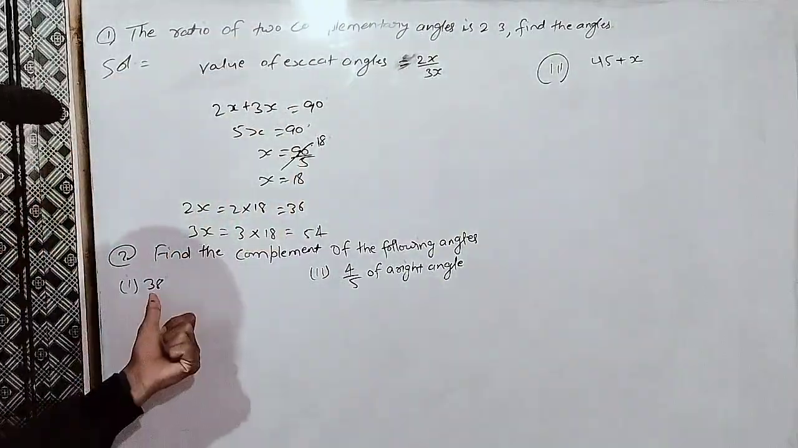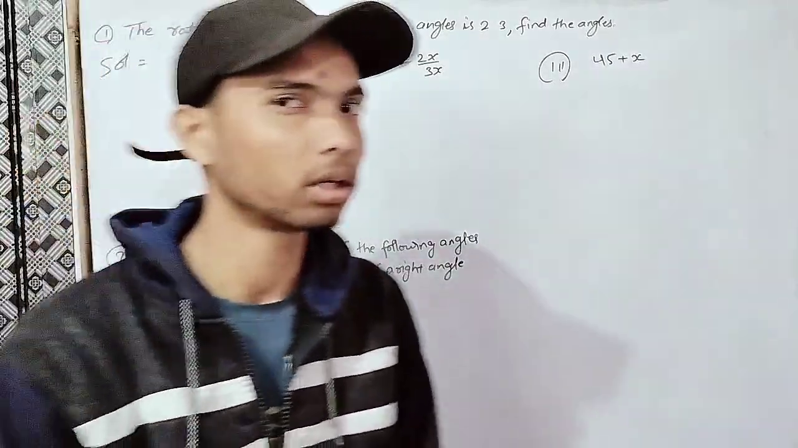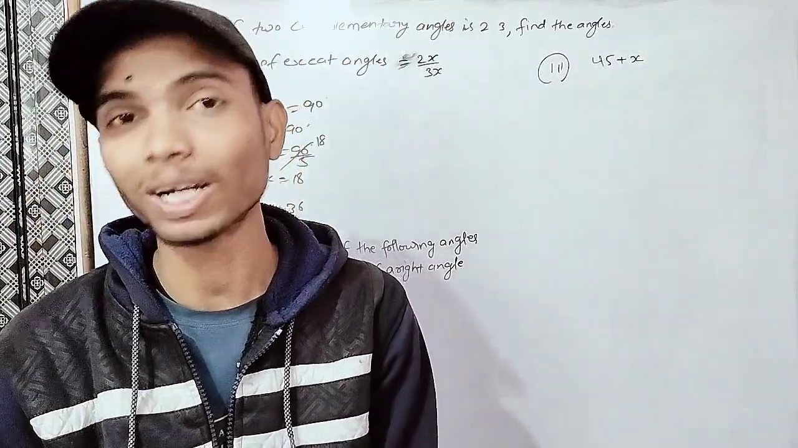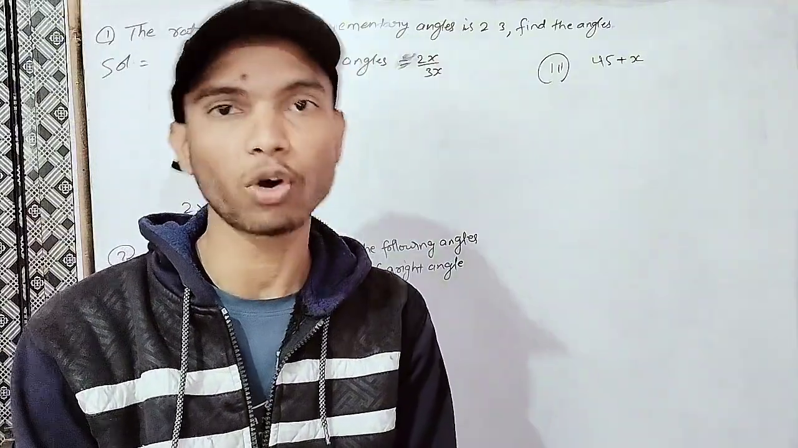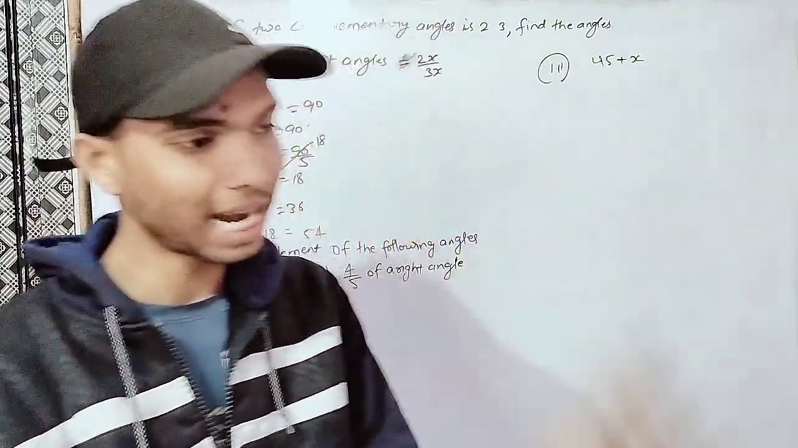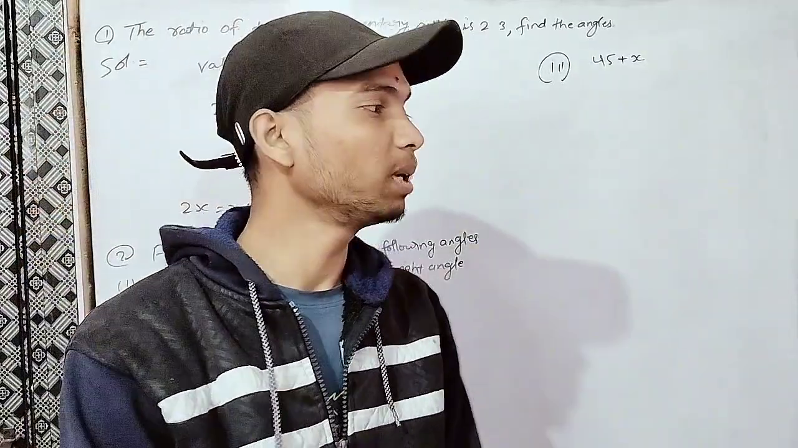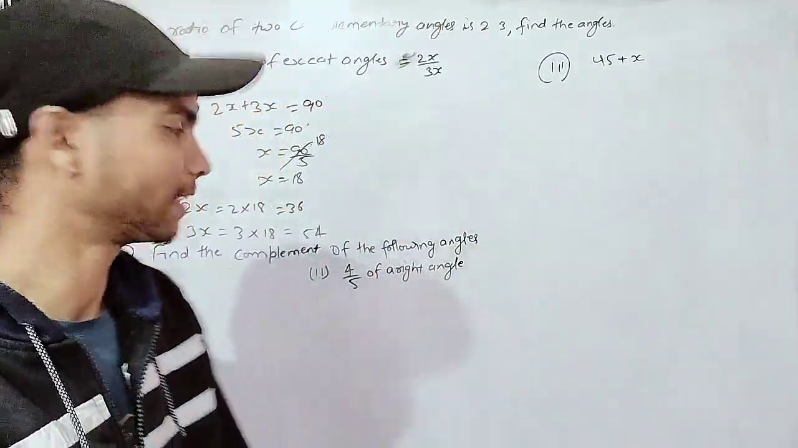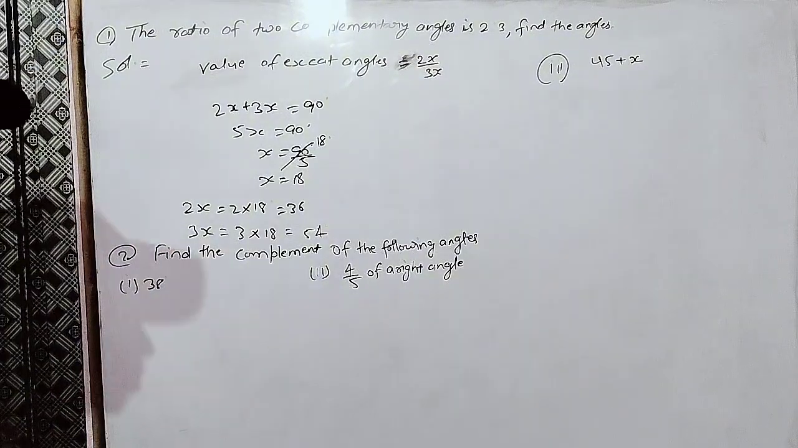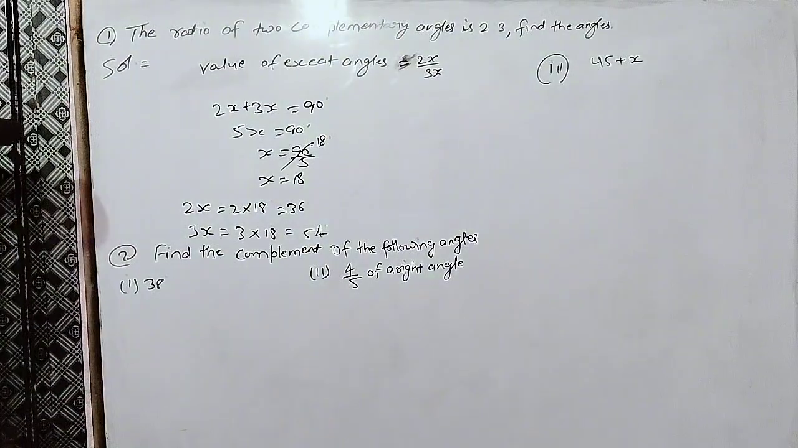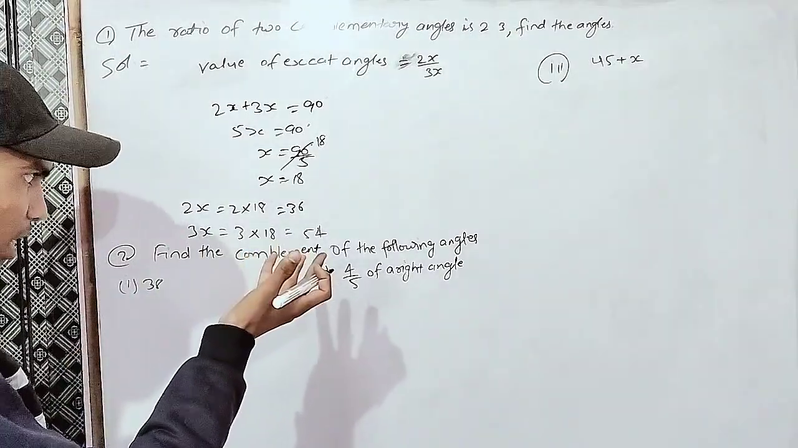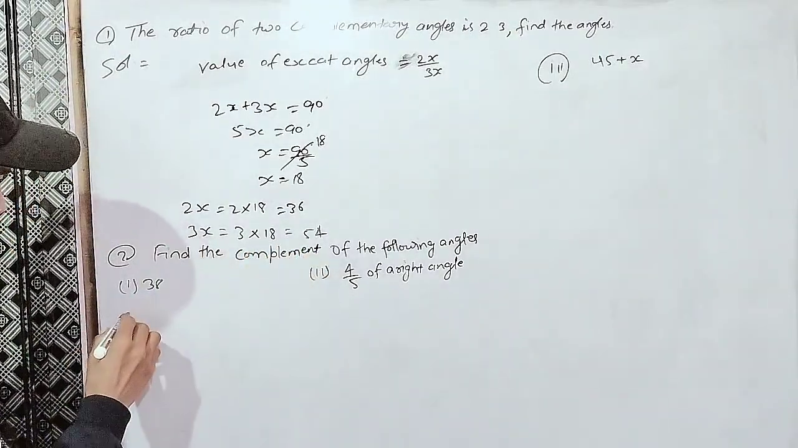So the complement of 38, this is what you have to identify. What is the angle which would be the complement of a 38 degree? It's very easy, you just have to follow some process. We don't know the second value of the angle.